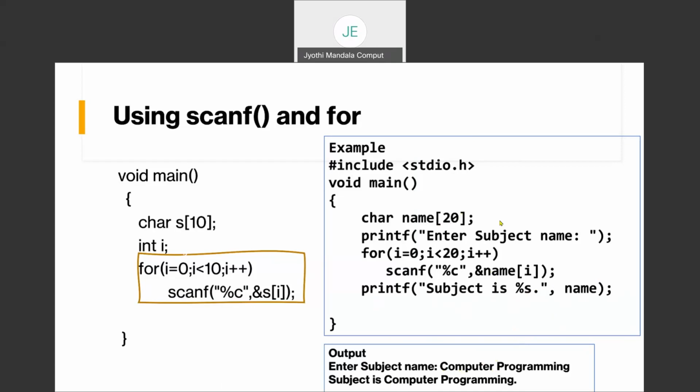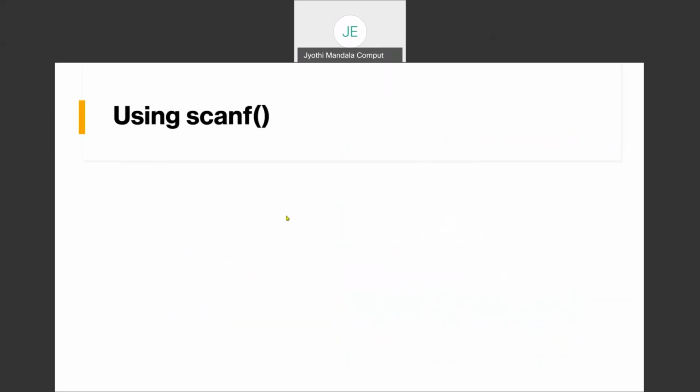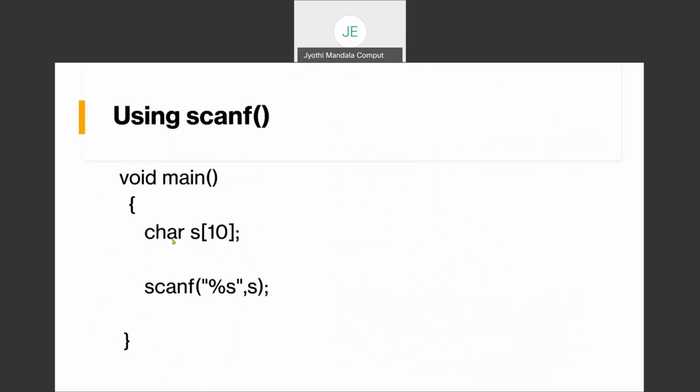So by default \0 will be added. Good, all of you? I hope you all are clear with this first way. It is similar to the way you are reading the integer values. Now coming to the second way, we will be using only scanf. We are not using the for loop. So observe here, I have declared one character array, and directly I am writing %s.